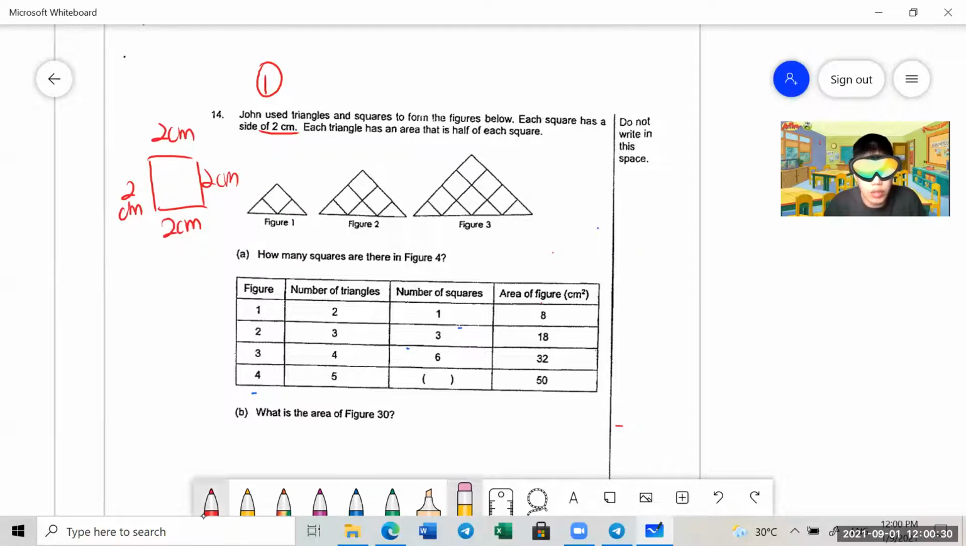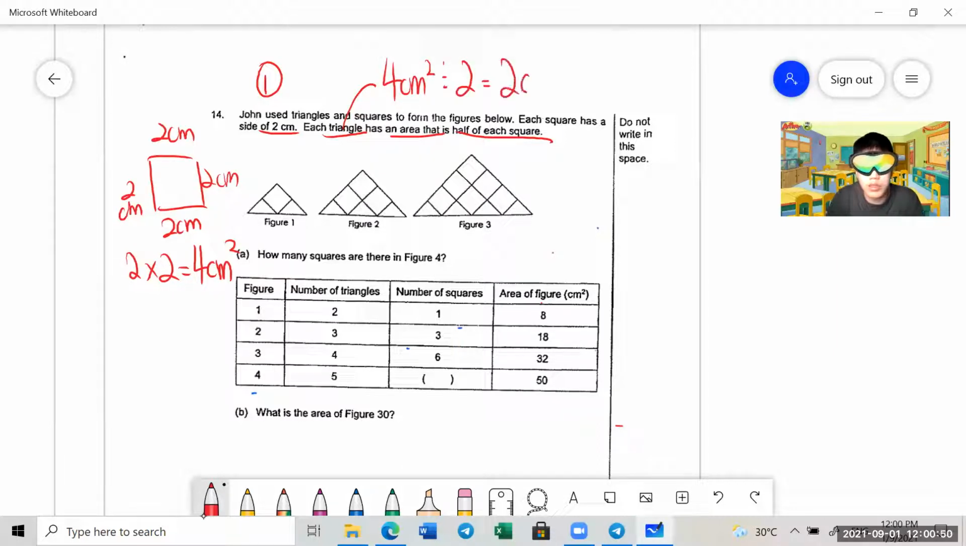They continue to tell you that each triangle has an area that is half of each square. So what they are trying to say is this: if the area of one square is 2 times 2, which is 4 centimeters squared, the triangle's area will be half, which means the triangle's area will be 2 centimeters squared.